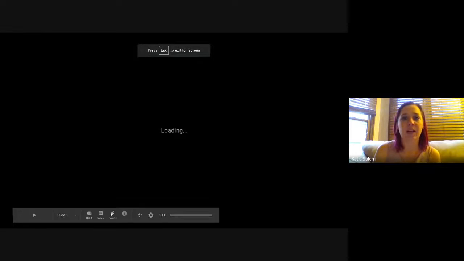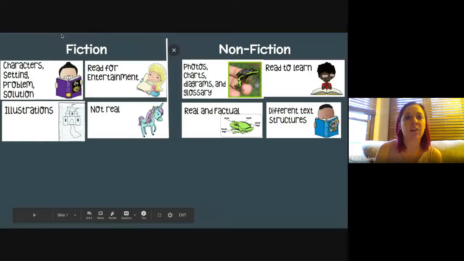When you are talking about a fictional story, fiction means that it is not real, it was made up. These books are read for entertainment and they have characters, setting, problem, and solution. If there's pictures in the story, they're usually drawn pictures.